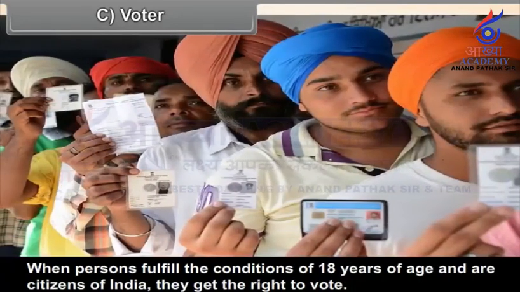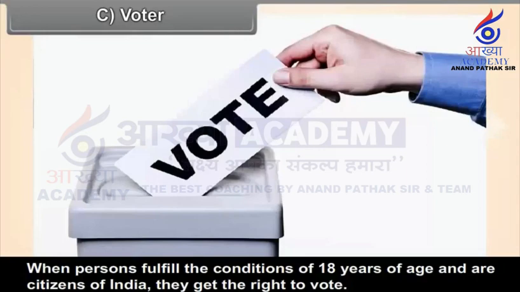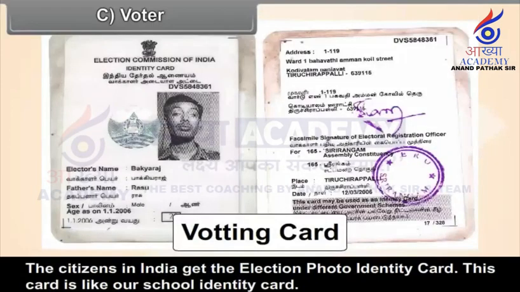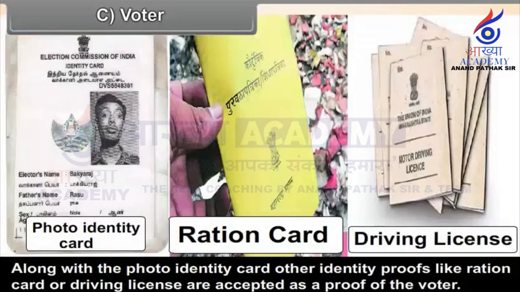When persons fulfill the conditions of 18 years of age and are citizens of India, they get the right to vote. Their names appear in the electoral roll published by the government. The citizens in India get the election photo identity card. This card is like a school identity card. Along with photo identity card, other identity proofs like ration card or driving license are accepted as a proof of the voter.